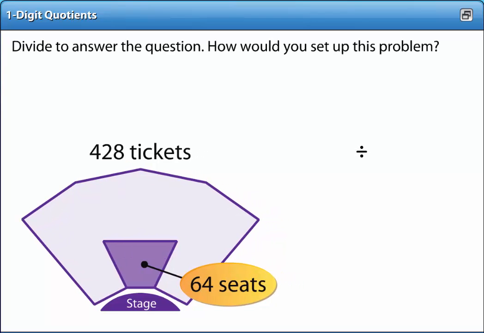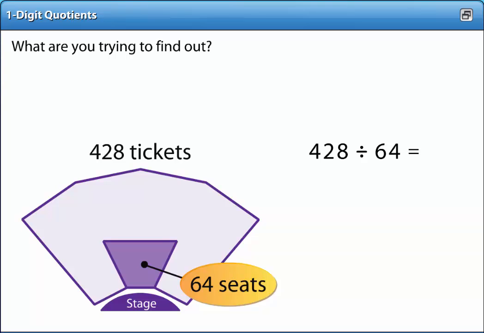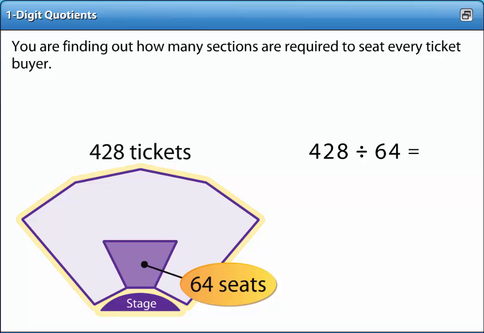Divide to answer the question. How would you set up this problem? Set it up as 428 divided by 64. What are you trying to find out? You are finding out how many sections are required to seat every ticket buyer.